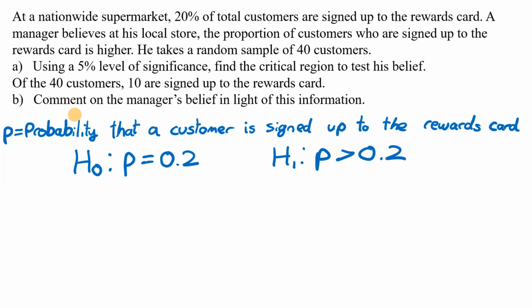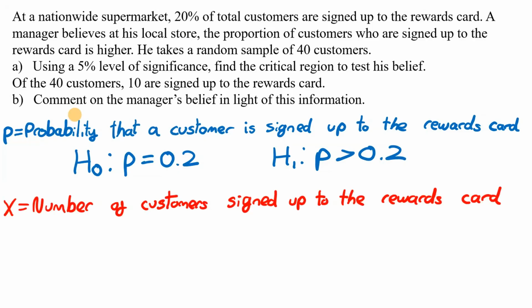So now the second step is we need to set up the binomial distribution. So in this case we're going to say x is equal to the number of customers signed up to the rewards card. So x can be modelled using a binomial distribution. So n is the number of trials and he takes a random sample of 40 customers. So n is equal to 40, and then p is the probability, and we're going to assume the probability is 0.2.